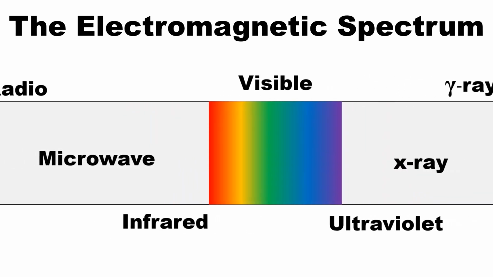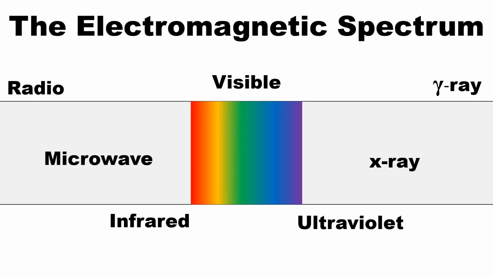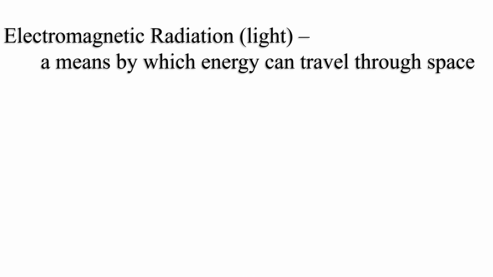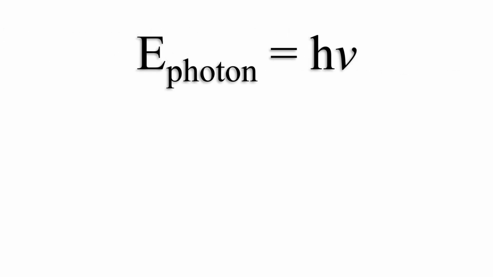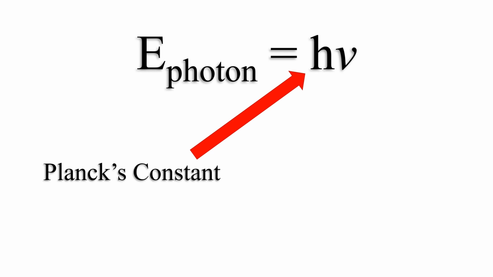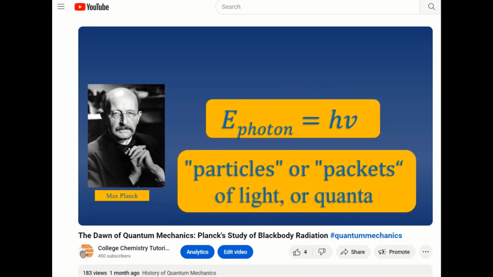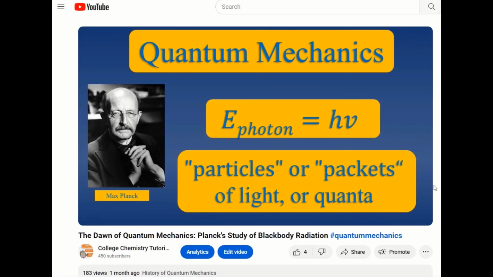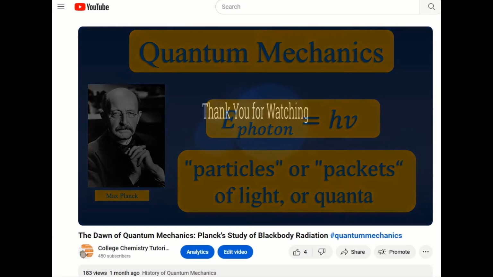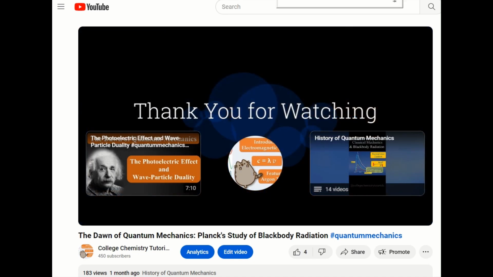But first, let's briefly review photon energies. Electromagnetic radiation, or light, is a means by which energy can travel through space. The energy is equal to h nu, where h is Planck's constant and nu is the frequency of the light wave. These particles are called photons, or quanta. You can watch my previous lecture on Planck's work for a more in-depth discussion.